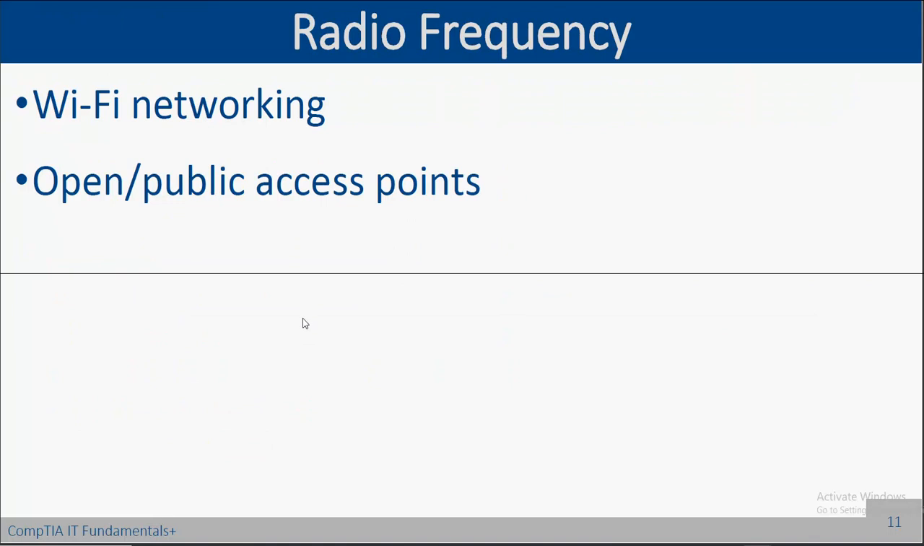Radio frequency: we use Wi-Fi networking, which is very popular, and also open public access points. There are a lot of these whenever you go to places where you can connect. Not very safe to do that, but anyway, we use these radio frequency technologies nowadays to connect to the internet.